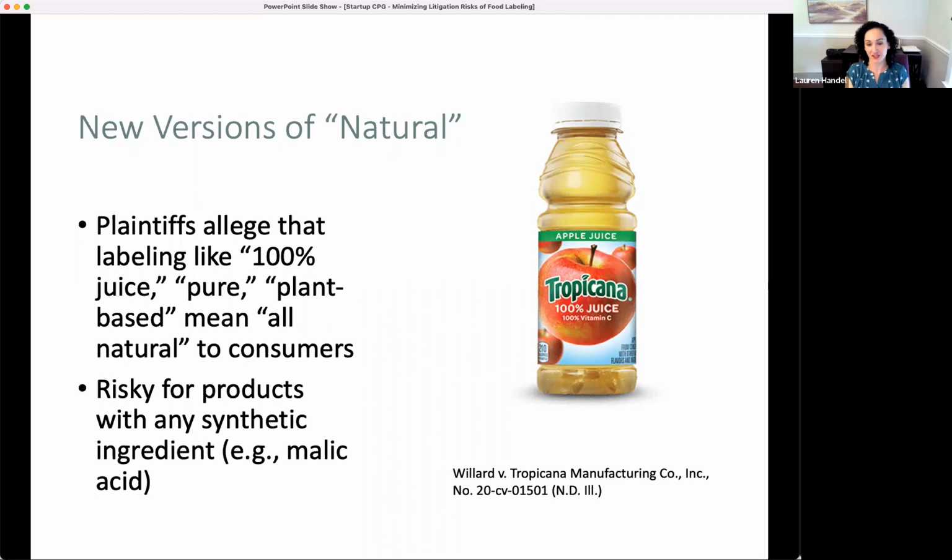And the allegations in this complaint are not just that it's not 100% juice because there's something beyond juice in there, but that consumers understand a representation like that to mean that the product is entirely natural. There have been other examples of this, products labeled pure or even plant-based, where the plaintiffs have alleged that consumers understand those terms to mean natural.